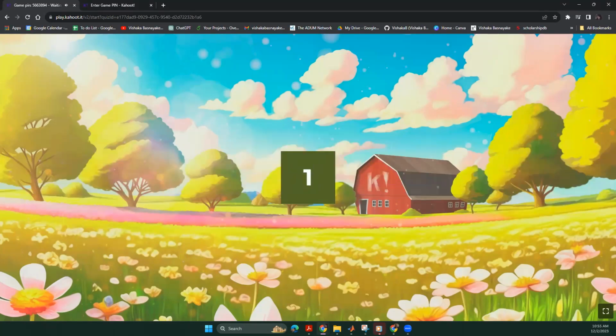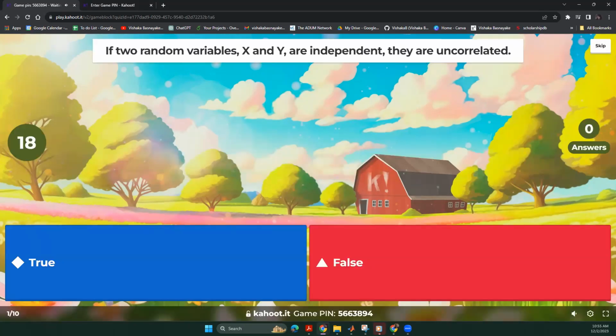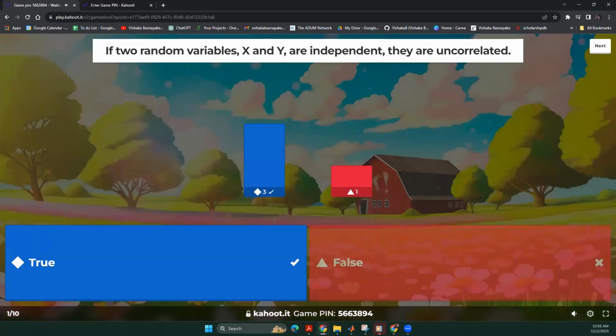So this is a game. You can play it as a game. If two random variables x and y are independent, they are uncorrelated. Is it true or false? Okay, so only 4 students have given the answer. So you have to give the answer very quickly. Otherwise, your mark will not be taken into consideration.